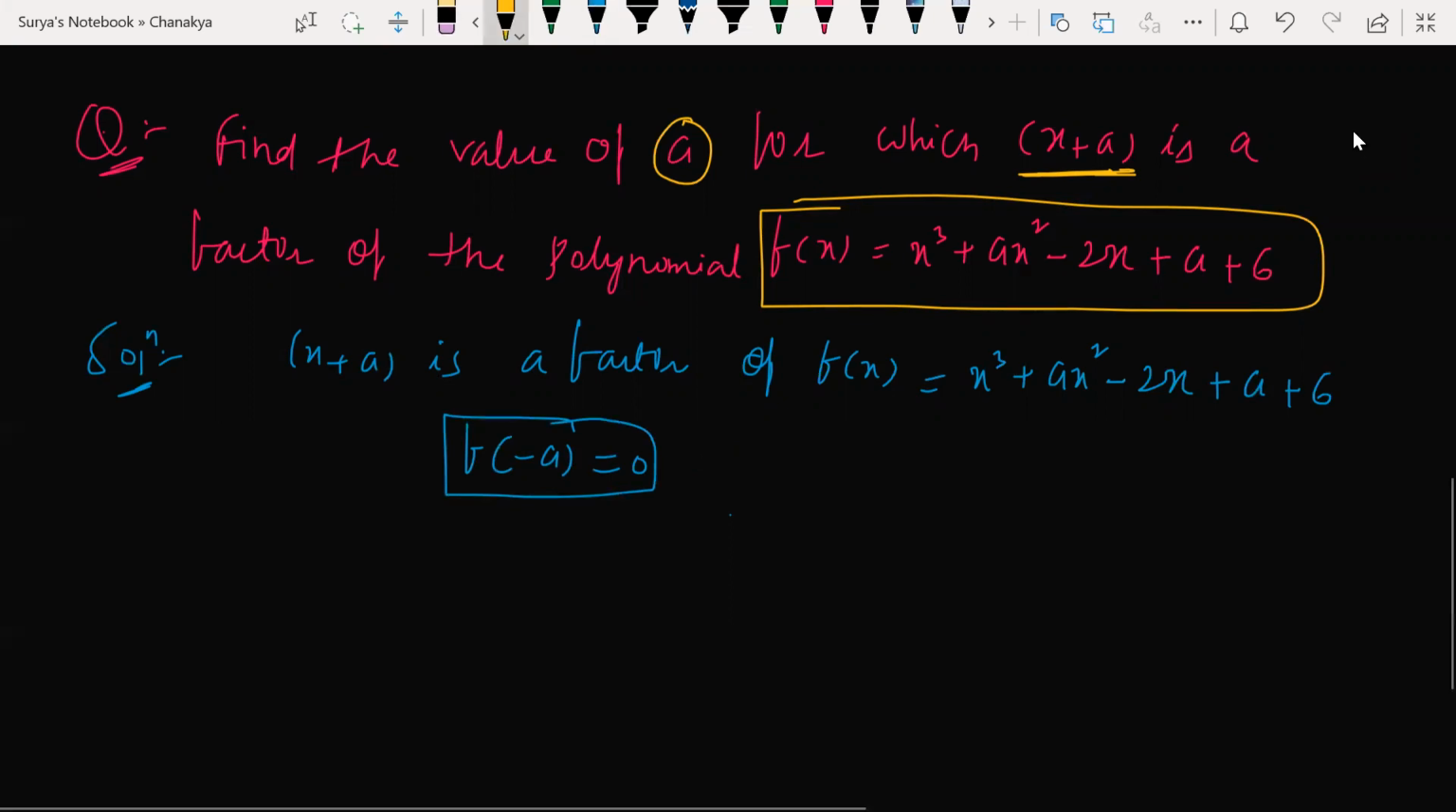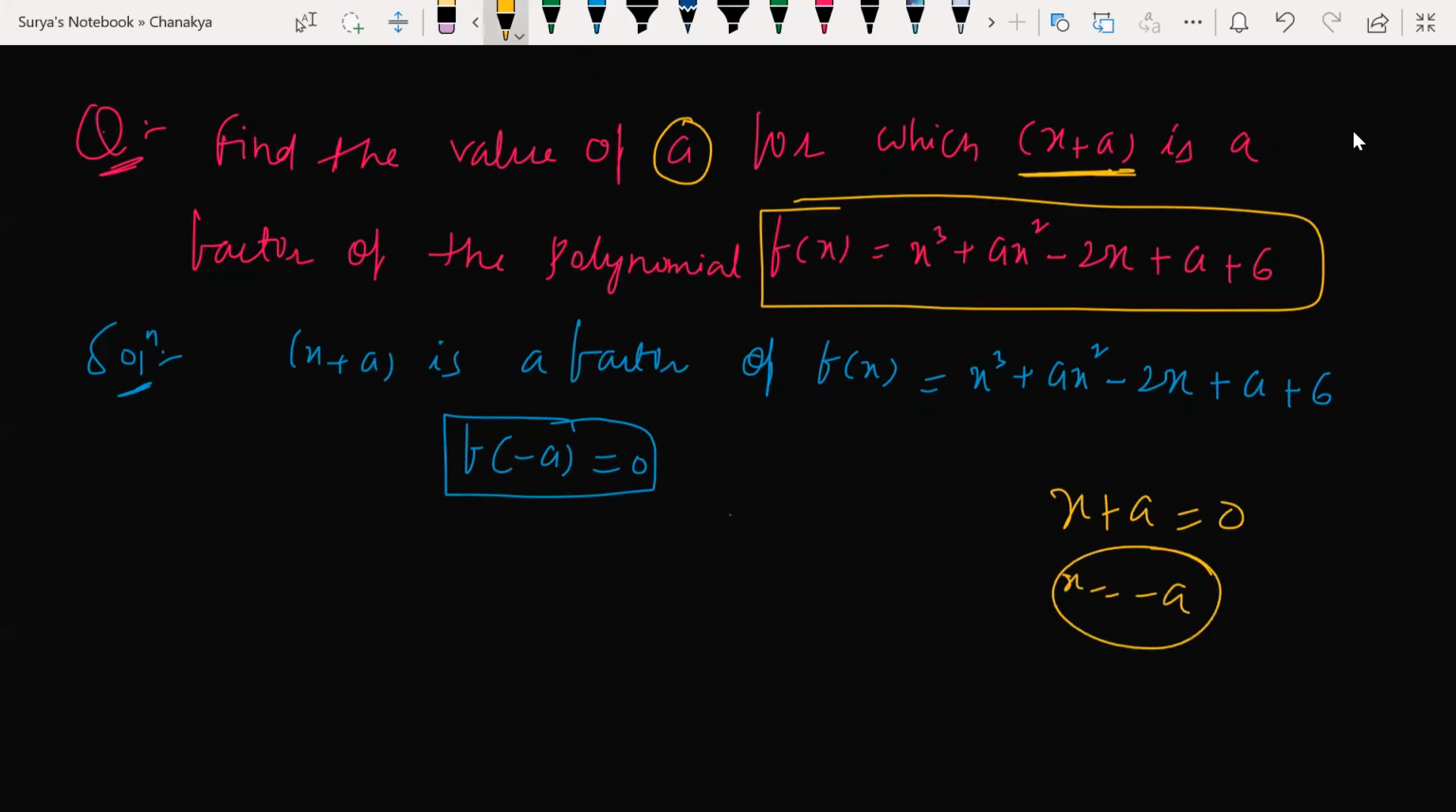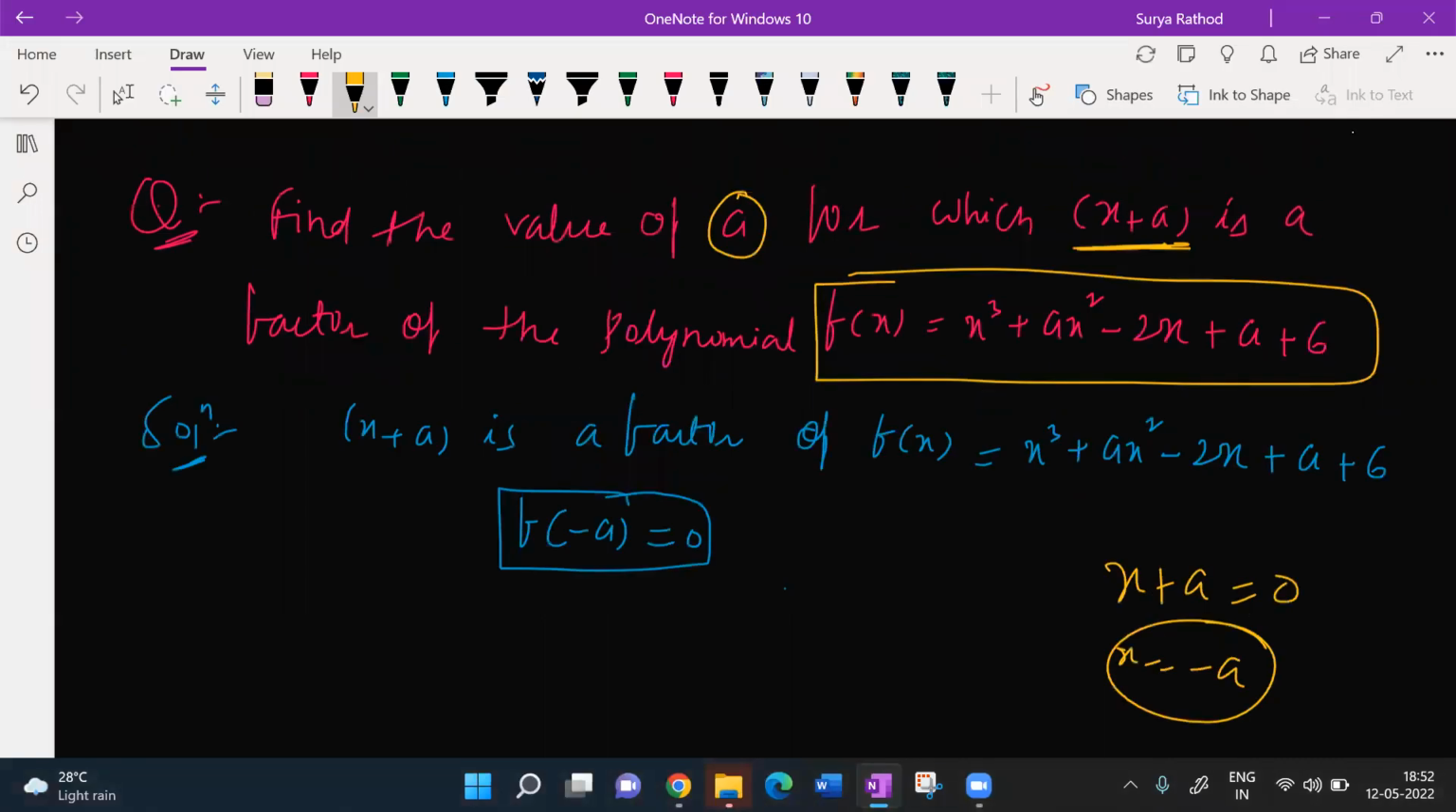Because x plus A is a factor. Very good. Yes, x plus A would be equal to 0, isn't it, Zoya? So x will be equal to minus A. Send the answer in the chat box. Can you check it once? Very good, beta, very good. I think Lalit, you are wrong, somewhere, 1 second. Jashmita, you are right, beta, wonderful, great job Jashmita.